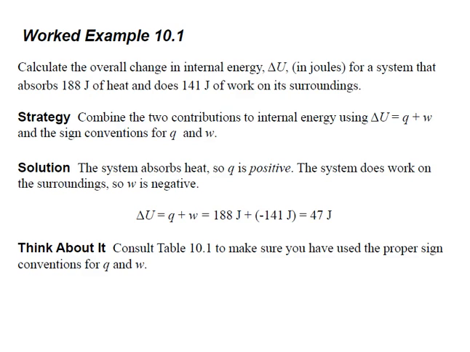So, for example, we know that the system absorbs heat, because it tells us, a system that absorbs 188 joules of heat, and then does 141 joules of work on its surroundings. If it absorbs, it's going to be positive. If it does work on the surroundings, it'll be negative. So our 188 is positive and our 141 is negative. If we look at our difference here, 188 minus 141, our overall net is 47 joules. So this would be our overall energy change, an absorbing of energy.